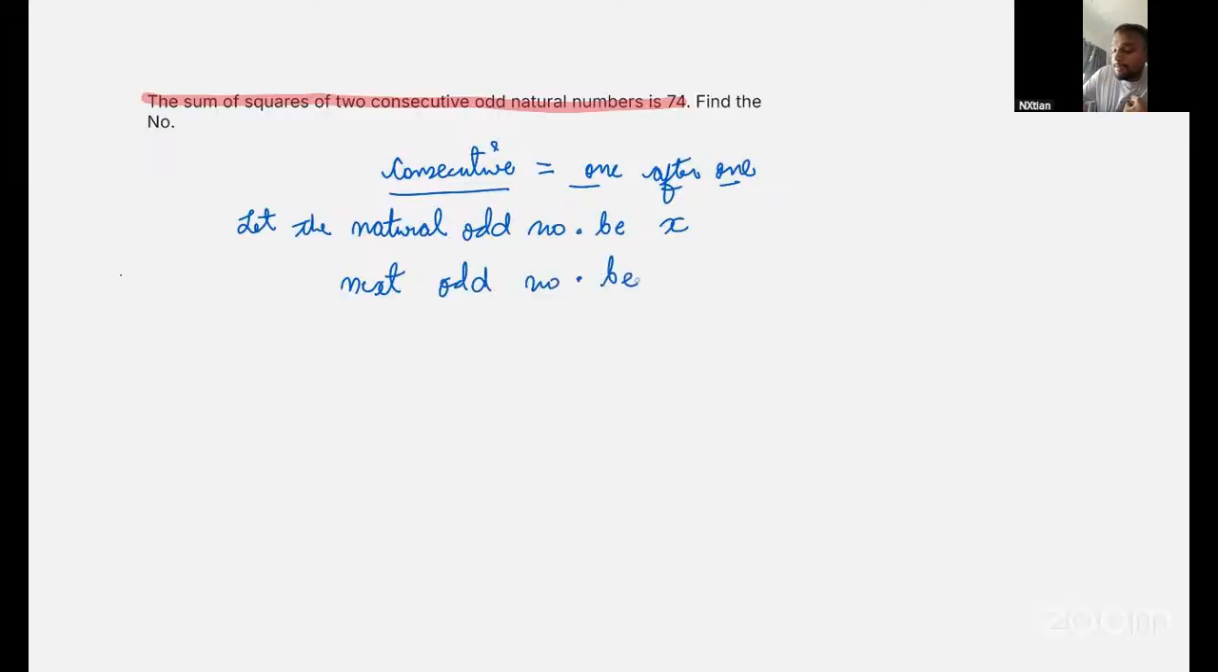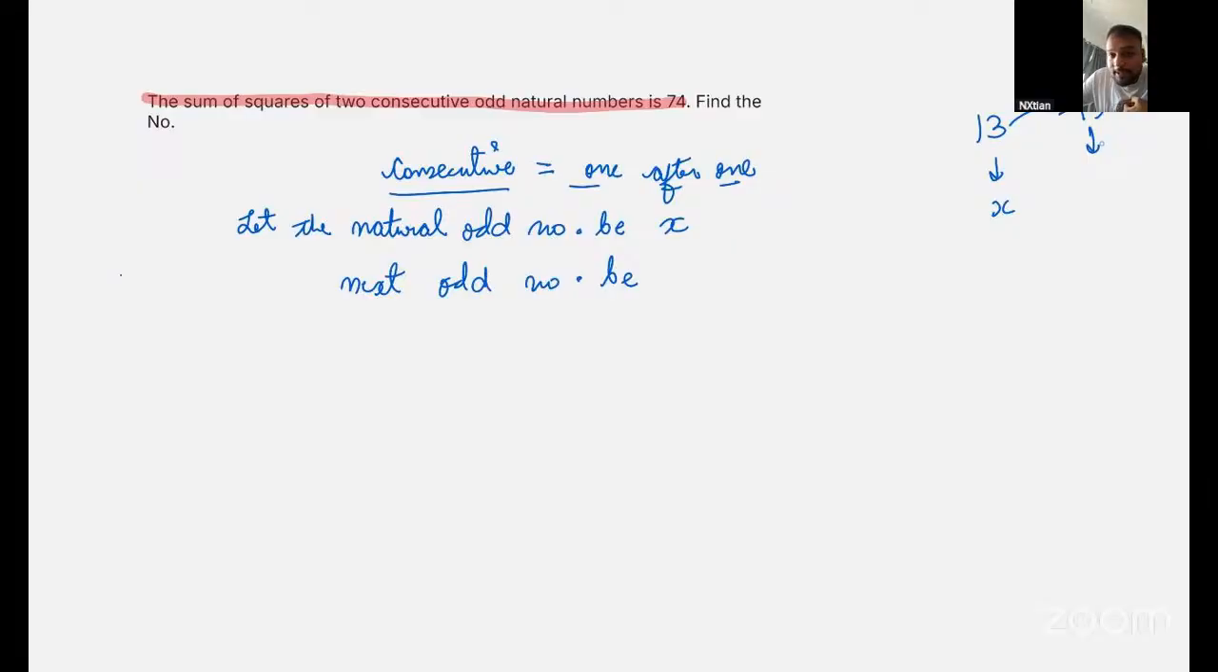For example, everyone please pay attention. Like 13 is the number that we considered as x. So the next number will be 15 as an odd number. Did you understand? If 13 is the number, then the next odd number will be 15. So 13 is the x. So how can 15 be written in terms of x? What will you write for 15 in terms of x?